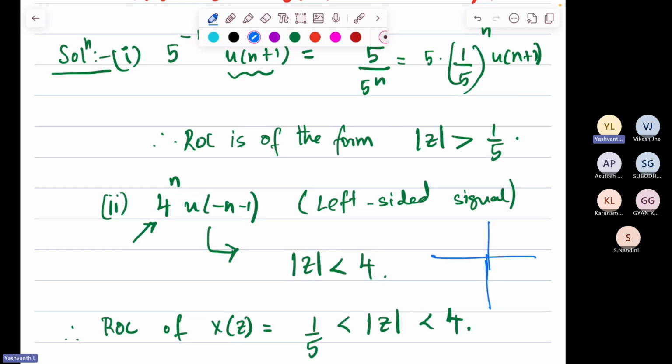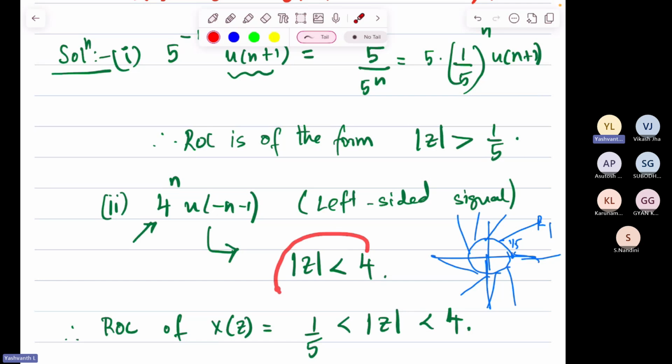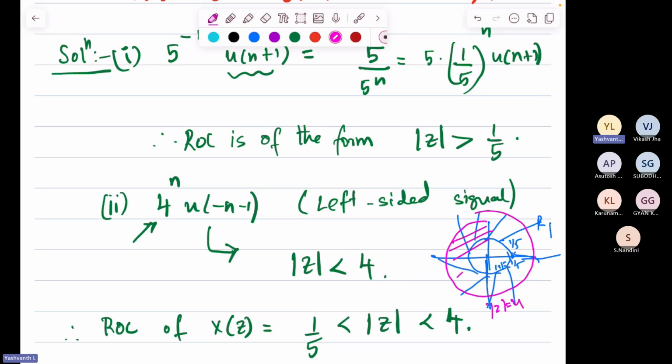Nothing very difficult. So mod Z greater than 1 by 5: mark a radius of 1 by 5. Anything outside that 1 by 5 is the ROC for the first term. This is R1. Now for the second one, mod Z less than 4, so draw the circle for mod Z equal to 4. That's the circle for the second term. The inner circle was mod Z equal to 1 by 5. For the second circle, mod Z equal to 4, the ROC is the interior part.